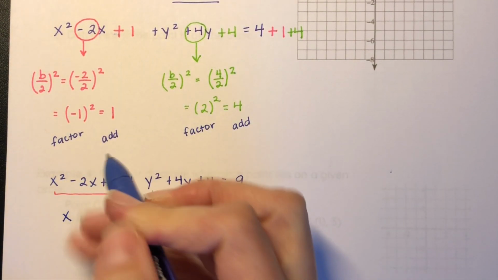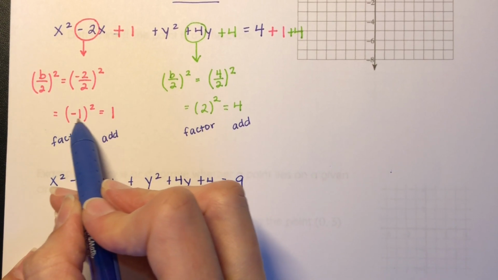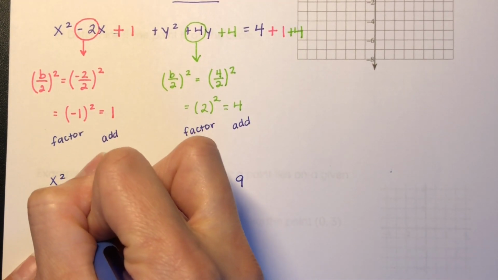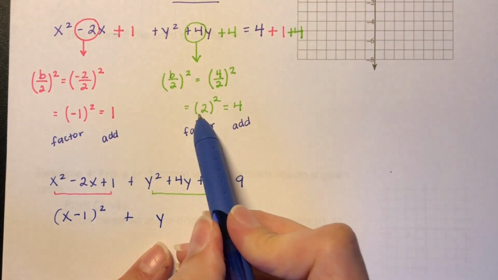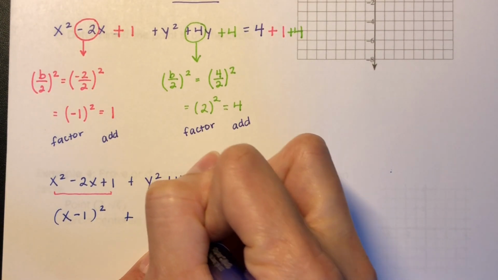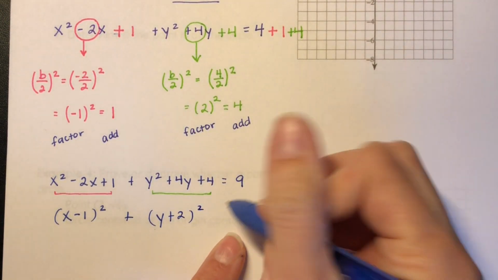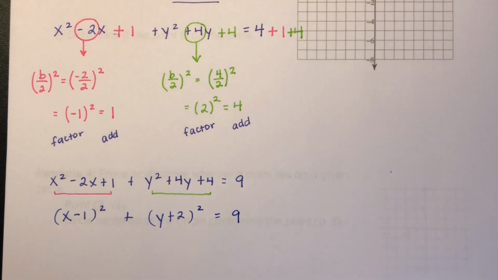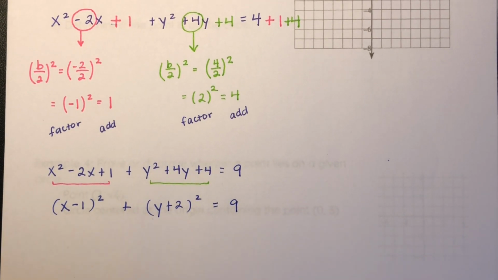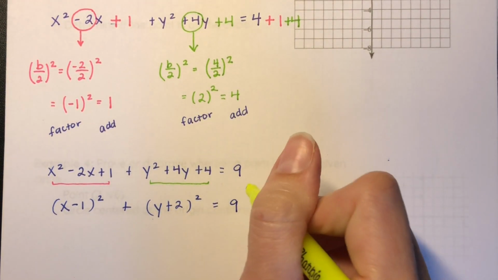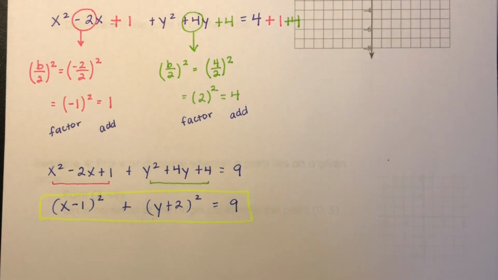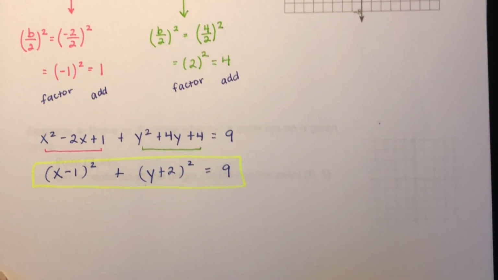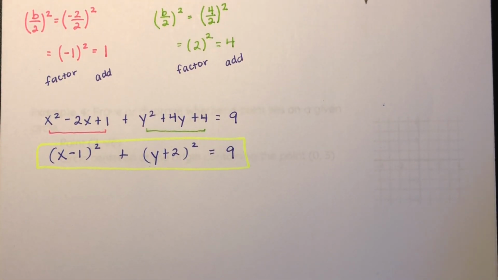So I have x minus 1, remember I use that minus 1 when I factor it, squared, plus y plus 2 squared, and that equals 9. So this is my equation that I have rewritten to find h and k. So that is my next step. I can go ahead and identify h and k and my radius, and then I will be able to finally graph.